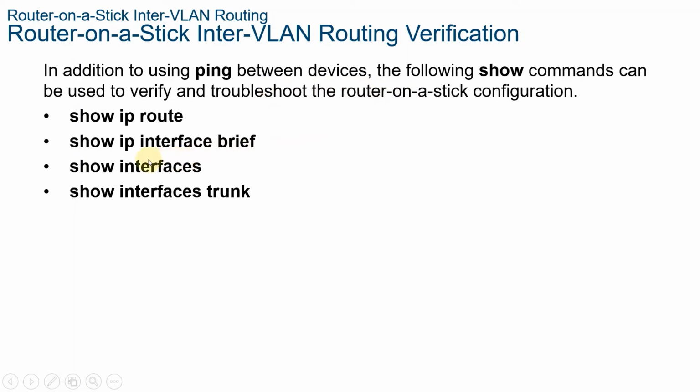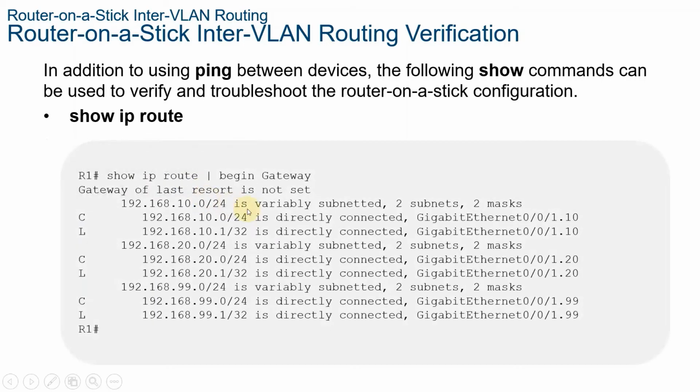The following show commands can be used to verify and troubleshoot the router on a stick configuration. You have show ip route, show ip interface brief, show interfaces, and show interfaces trunk. Let's get into it one by one. For show ip route, verify that the subinterfaces are appearing in the routing table of R1. That would be by using the show ip route command.